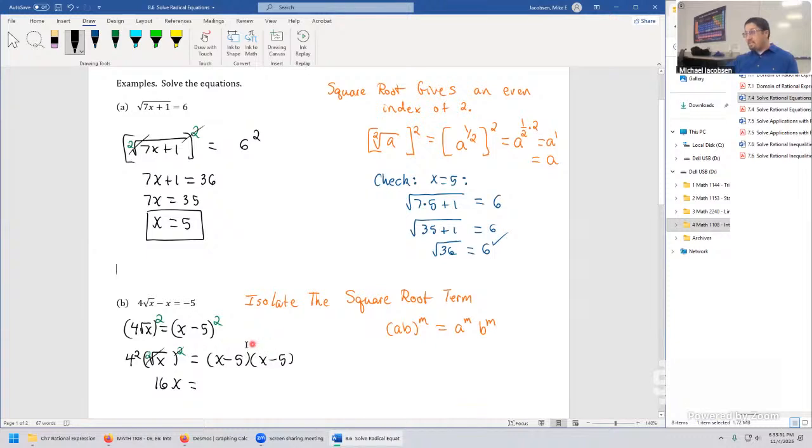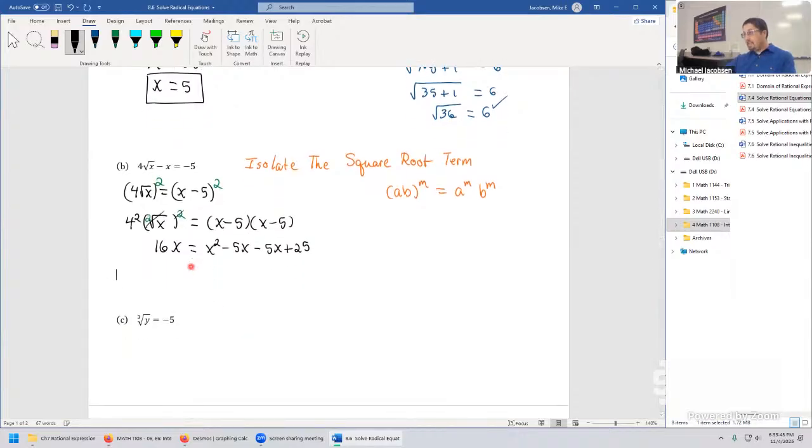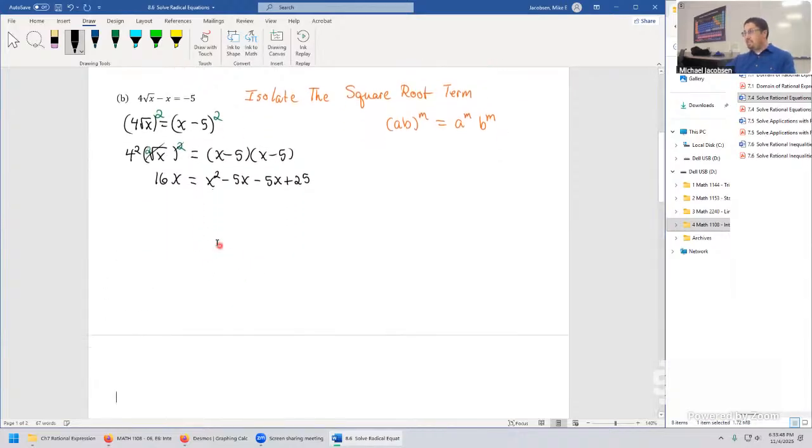We just have to FOIL out x minus 5 times x minus 5. Distributing x, we have x squared minus 5x. Distributing in the negative 5, we get negative 5x plus 25. And I'm thinking we're going to need more space on this one. At this stage, we're just solving now a quadratic equation. So this turned into a chapter 8 problem from the start into a chapter 6 problem, solving the quadratic equation. So let's combine our like terms just to simplify it further.